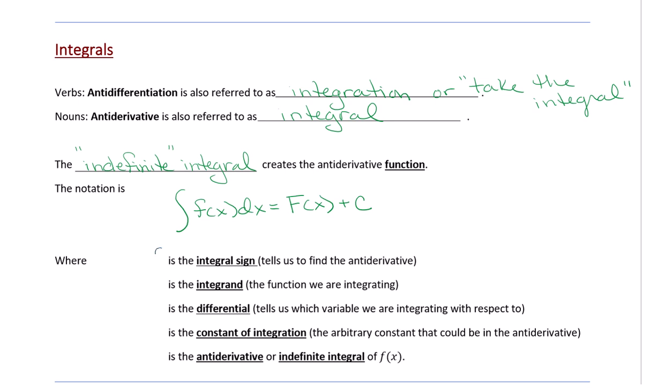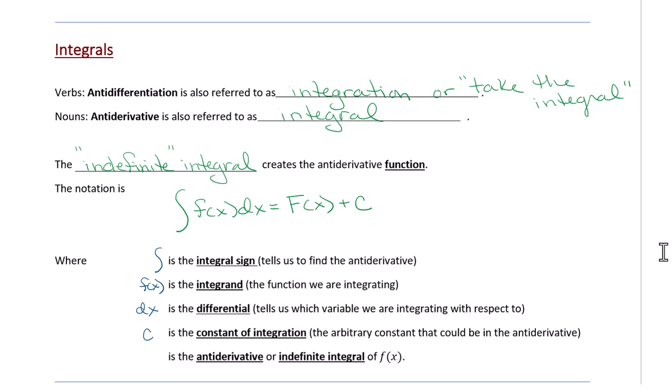So this squiggly is what we call the integral sign. It tells us to find the antiderivative, and later on it might tell us where to find that antiderivative. The little f of x is what we call the integrand. It's the function we're integrating, or the function that we're finding the antiderivative for. The dx is the differential. It just tells us which variable we are integrating with respect to. Remember, we used that in Leibniz notation.